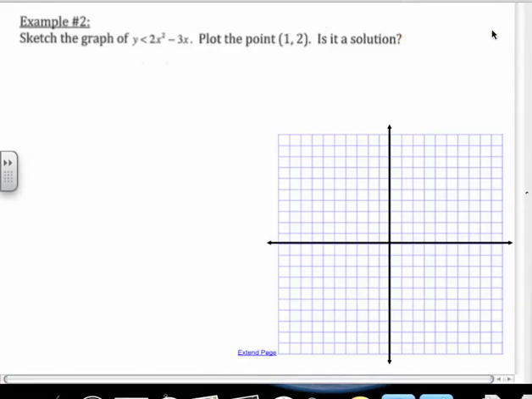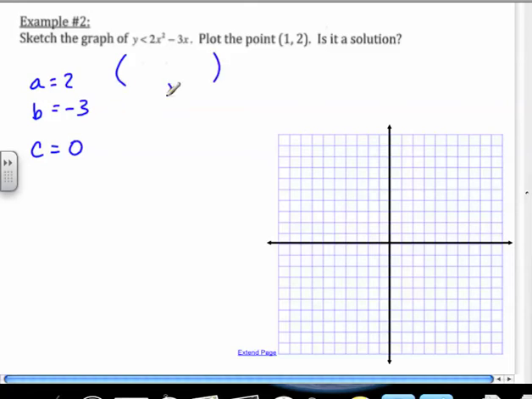Okay, folks, example number 2 says sketch the graph of y is less than 2x squared minus 3x. Okay, guys, I'm going to start with a, b, and c here. So a is equal to 2, b is equal to negative 3, and c, I don't have a constant, so it's going to be 0.